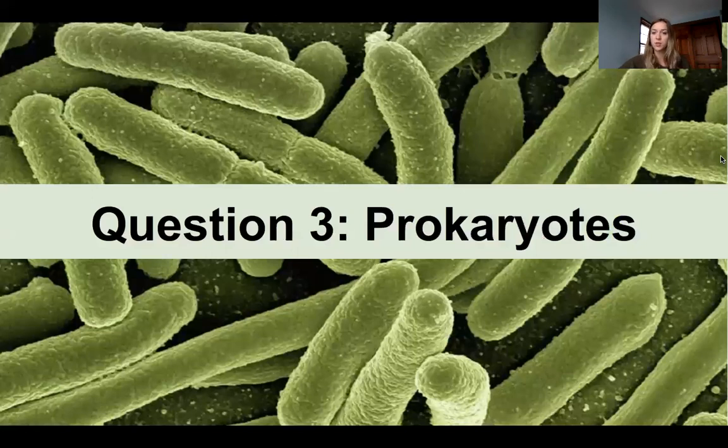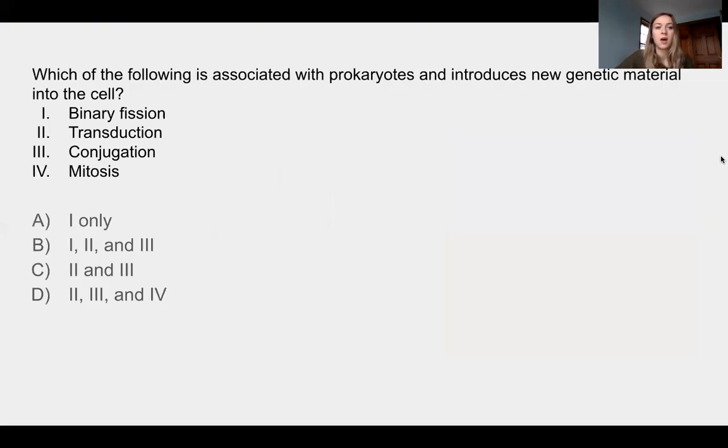All right, question 3. So now we're going to dive in a little bit more about prokaryotes. Which of the following is associated with prokaryotes and introduces new genetic material into the cell? So we have binary fission, transduction, conjugation, and mitosis. So again, here you can take a minute, pause the video and answer the question.